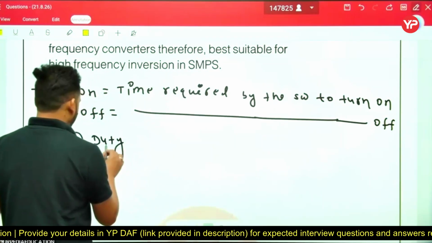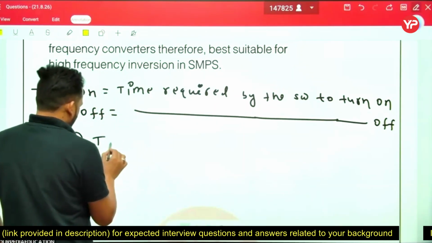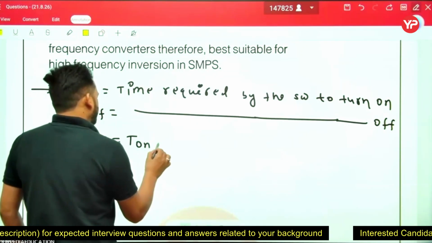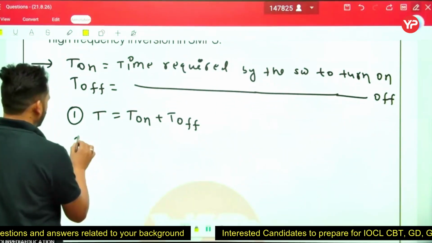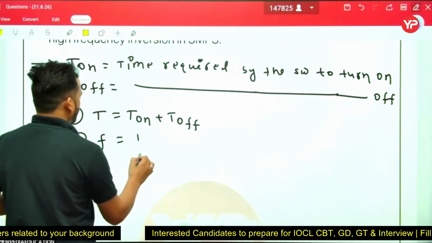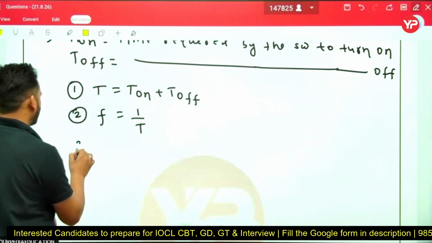Duty cycle, or we can say total time period of the switch. Total time T equals T on plus T off, and switching frequency F equals 1 upon T. And these formulas we also use in the chopper circuit.